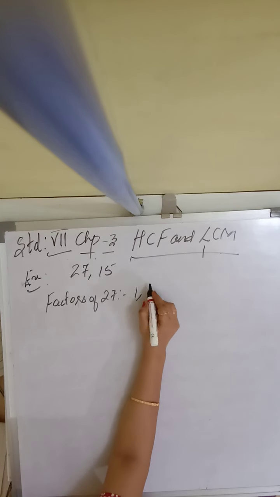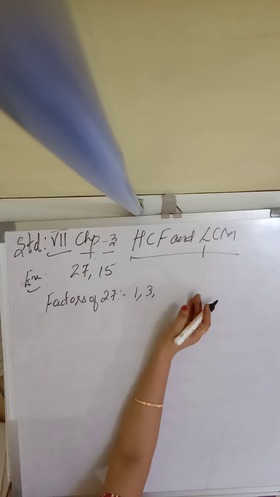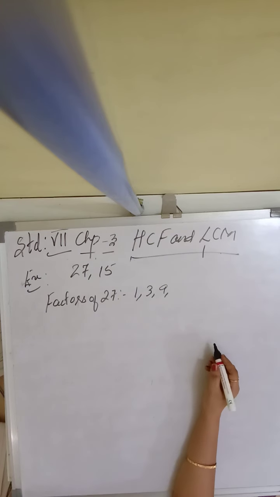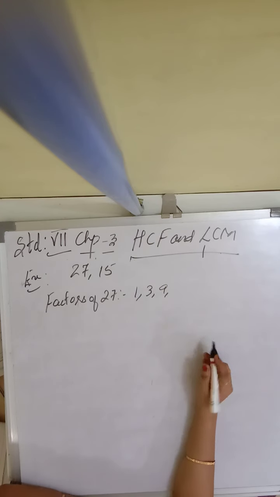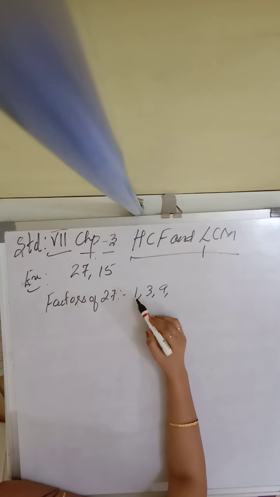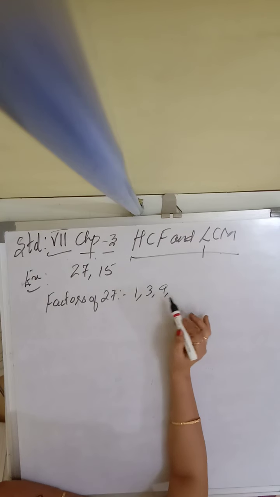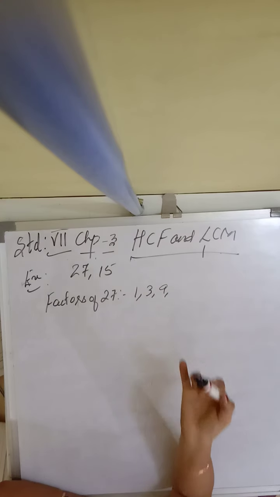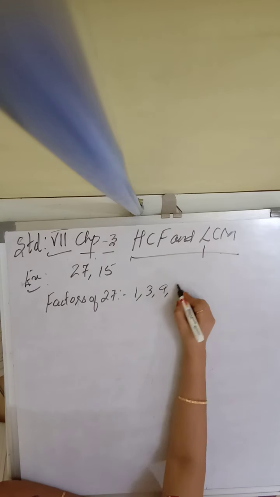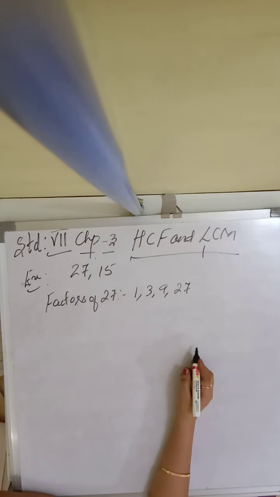1, 2 is it possible? No. 3, 4, 5, 6, 7, no, not there. 8, 9, then 10, 11, 12 possible? No. Then 27 comes in which table? It comes in 1's table, 3's table, 9's table, and then directly 27, which appears in 27's table.